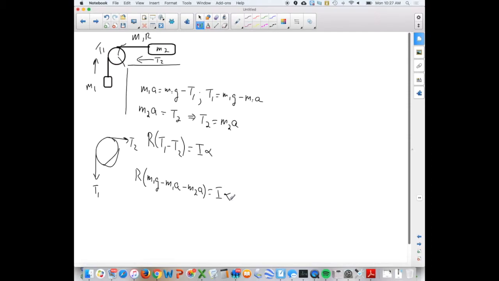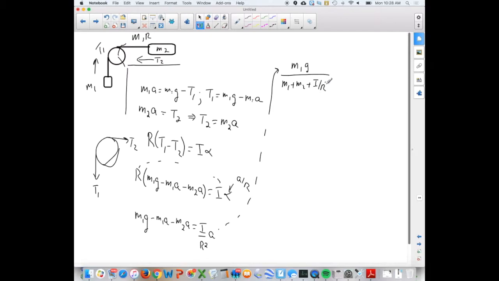I'm going to make a couple of substitutions. I'm going to substitute A over R for alpha, and I'm going to bring the R over to the other side, and I'm going to end up with M1G minus M1A minus M2A is I over R squared, we see that again, times A. And then I can rewrite this whole thing as M1G over (M1 plus M2 plus I over R squared) is equal to acceleration.